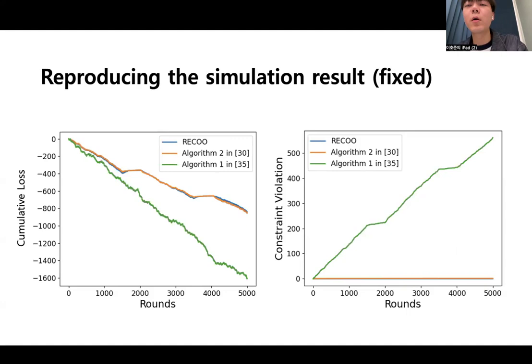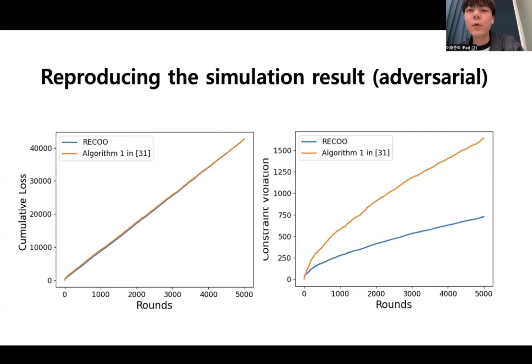This is the simulation of the REC-OO algorithm. The paper simulated the COCO-hard problem with some toy models, and I slightly changed the toy model and ran the code. For the fixed constraint case, you can see that the cumulative loss is similar to other algorithms. And algorithm 1 in reference 35 has lower loss, but it violates the constraint a lot. For the adversarial constraint case, you can see that cumulative loss is similar to other algorithms, and constraint violation is much better.